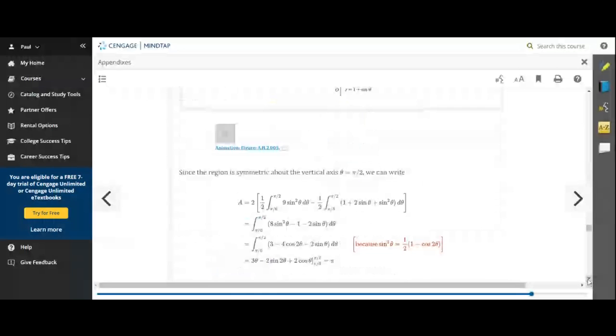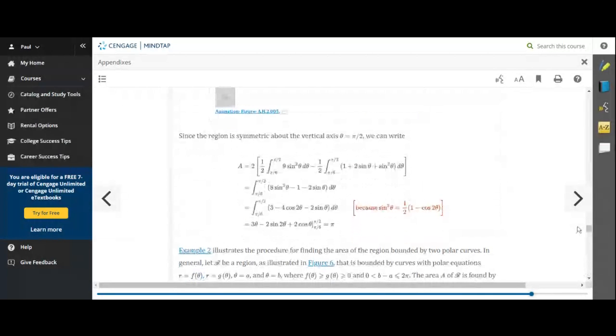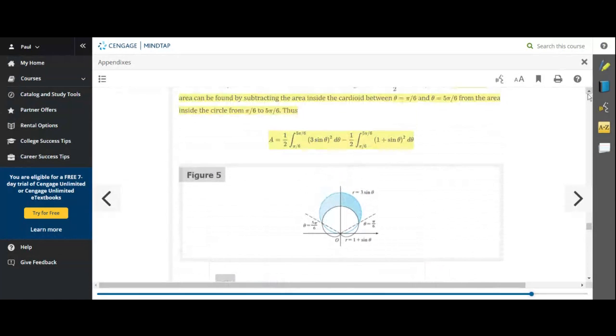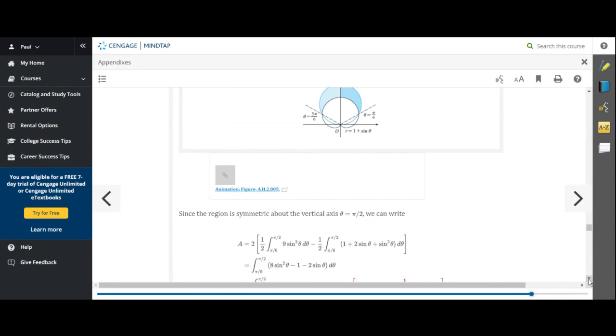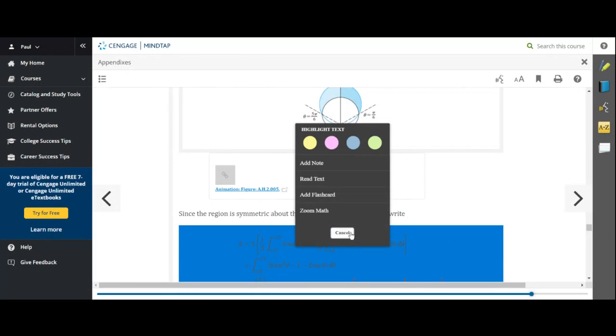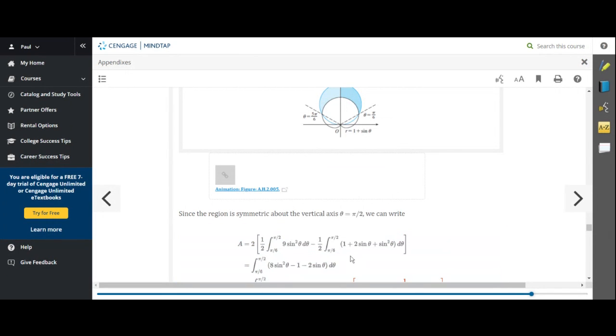Okay, so now it's time to evaluate all this. And what they do is, of course, for the second integral, 1 plus sine theta, they have to square that. So that's 1 plus sine theta times 1 plus sine theta. So the second integral here becomes 1 plus 2 sine theta plus sine squared theta.